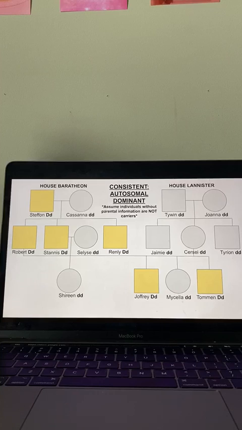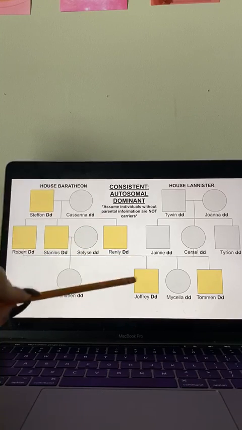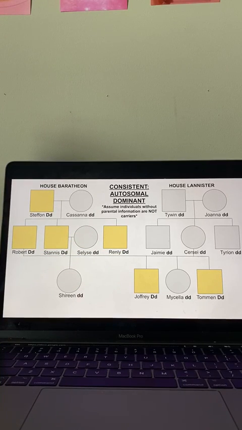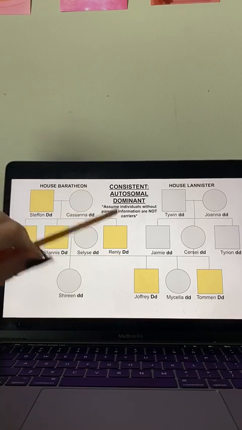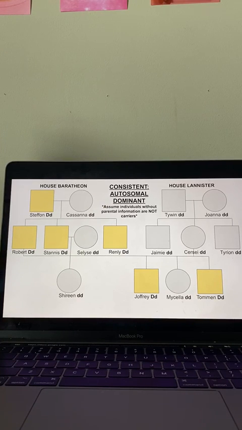Another mode that's consistent is Autosomal Dominant. So if all of our affected males are heterozygous, big D, little d, and we can assume individuals without parental information are not carriers, so they will be homozygous little d. This will all work out. They'll get their big D from dad and their little d from mom.